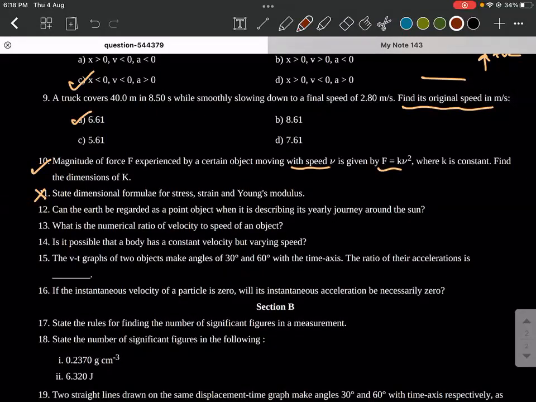Strain is change in dimension by original dimension. It doesn't have dimension at all. So stress and Young's modulus have the same value, but it's okay.